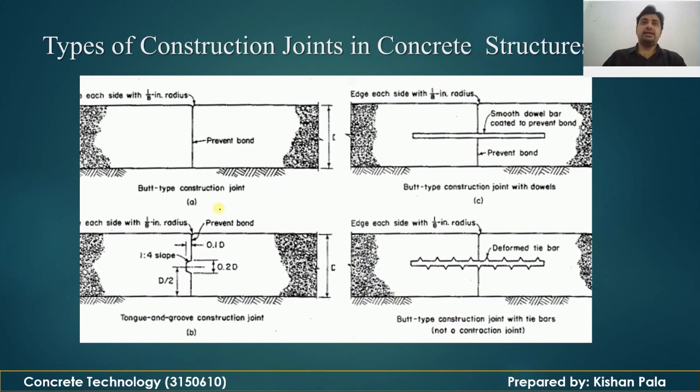And you can see in the photo that you can provide smooth dowel bars in these joints, and you can also provide deformed bars for good bonding with the concrete mass. And this is the butt type construction joint. So these are the different types of joints, particularly construction joints, and you can see them in the photo.